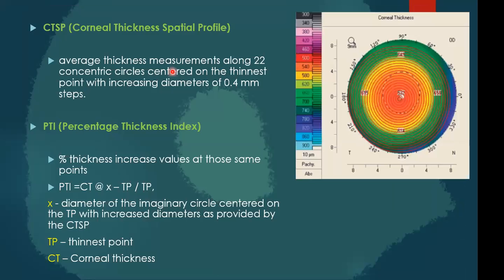So this is the corneal thickness spatial profile, which measures the average thickness along these 22 circles that we see. They are in increasing diameters of 0.4 millimeter steps. And the percentage thickness increase is the percentage increase in the thickness of the pachymetry at those same 22 points. So this is what those 2 maps show us.